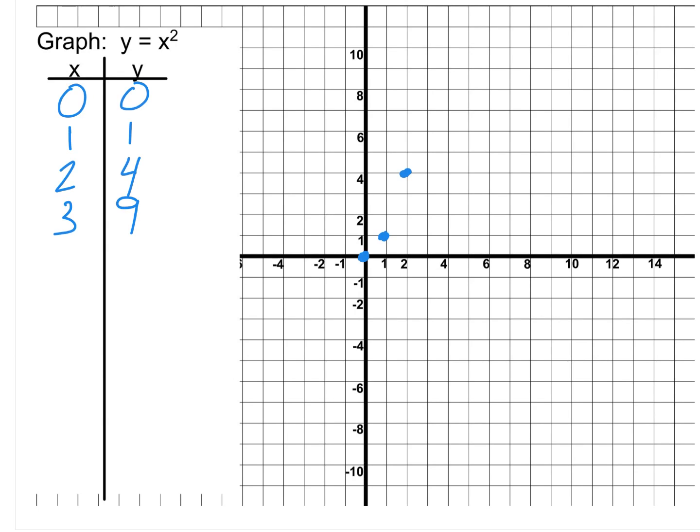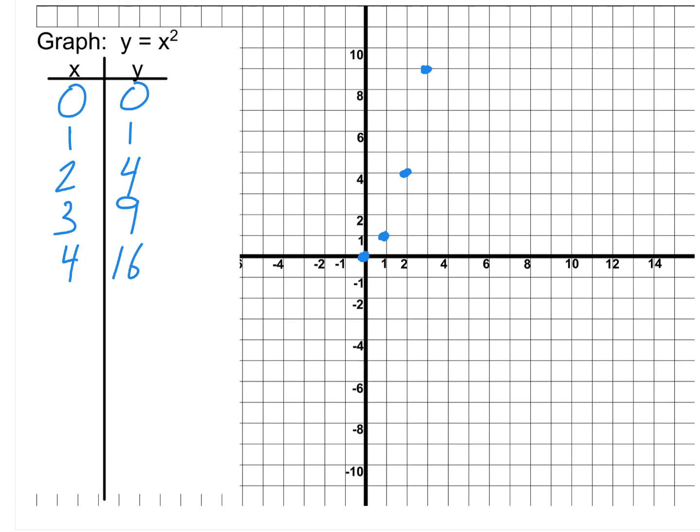It's 9 because we're doing 3 squared. So that gives us the point (3, 9). Okay, what if x is 4? If x is 4, then y is 16. Alright, so (4, 16), that's off my graphing grid.